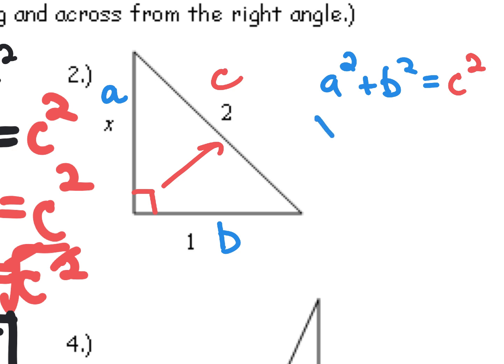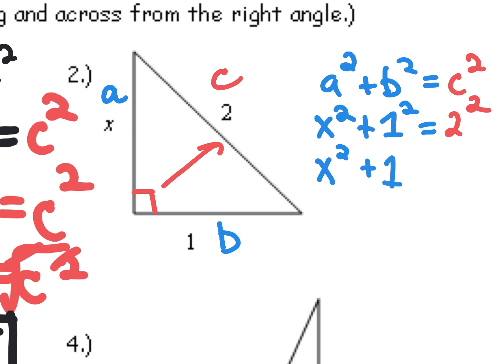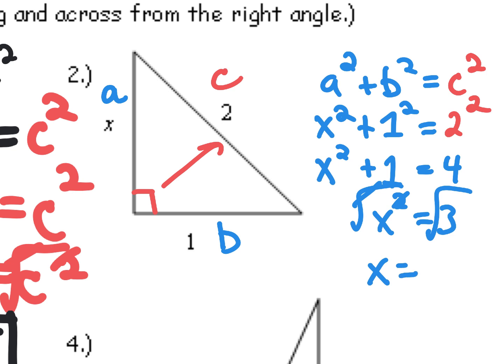We're looking at x squared because that's a. b was 1, so this will be b squared or 1 squared. And then c squared, c was 2, so I'm going to fill in a 2 there. Don't forget to square it though. And then I'll simplify both sides of my equal sign. So I have x squared plus 1 equals 4. And then to solve for x, I would start by subtracting 1 from both sides. So x squared equals 3. Square root. So our x value here would be the square root of 3. Sorry, I almost hit the wrong thing. So that's that answer there.